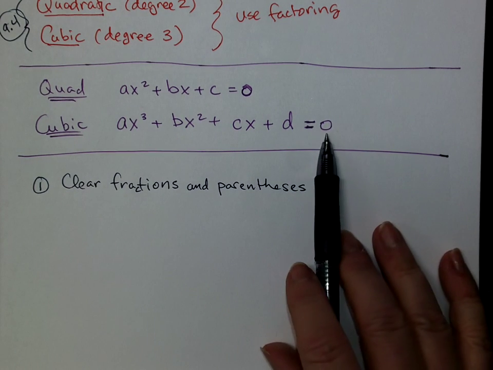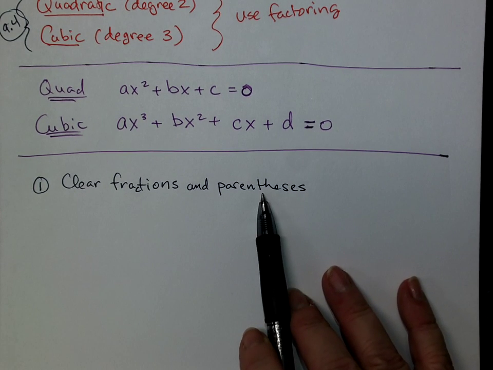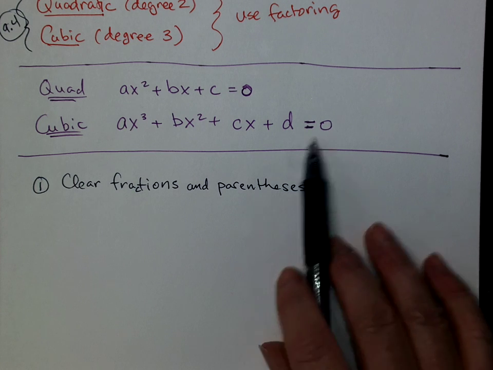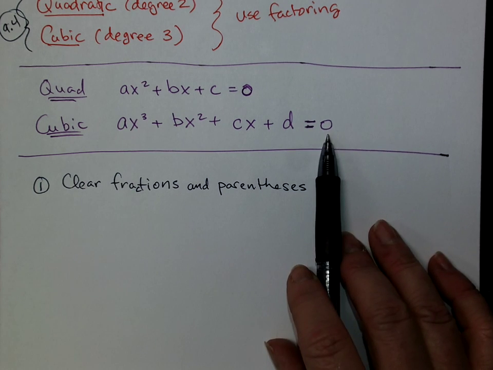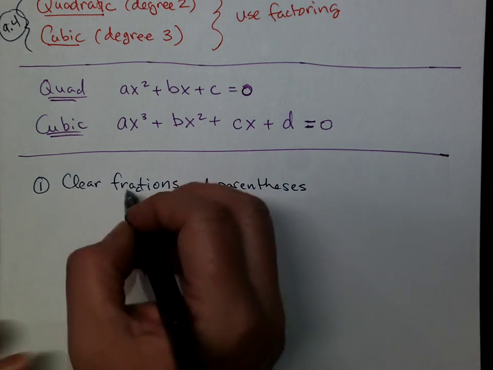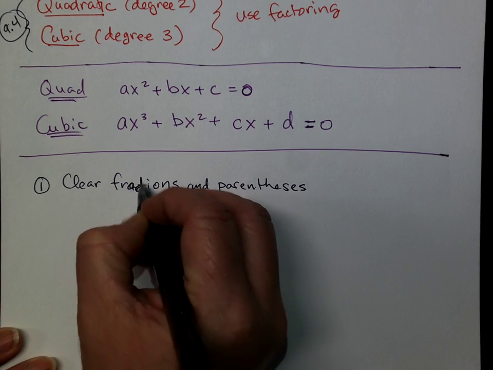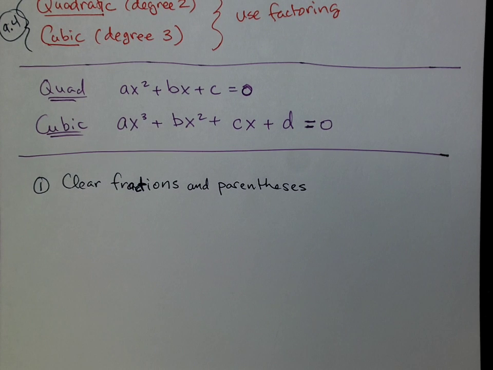If it's not already equal to 0 and you have parentheses, you have to get rid of them. Now, if you have some parentheses on the left, but it's already equal to 0, then you're okay. We'll see why that's true in just a second. Okay? But clear any, and you clear fractions just like you do with linears, multiplying every term, whether it's a fraction or not, every term by the LCD over 1.